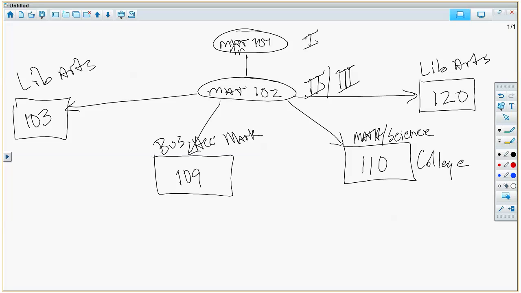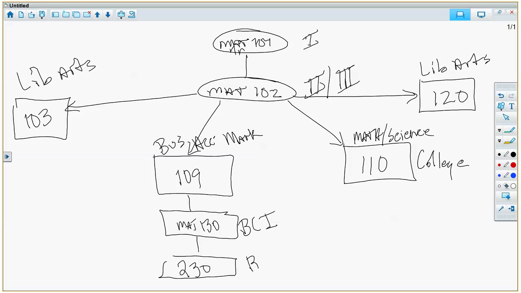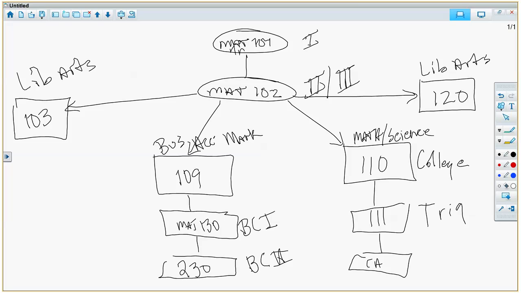Now, these routes are similar, but why do you have different routes? Well, because some people don't want to take the main route. That's why. This is called Math 130. It's called Business Calculus 1. This is called Math 230. This is called Business Calculus 2. This goes into college algebra. Trig. And then you go Calc 1. And then 1, 2, 3, Diffie Q.